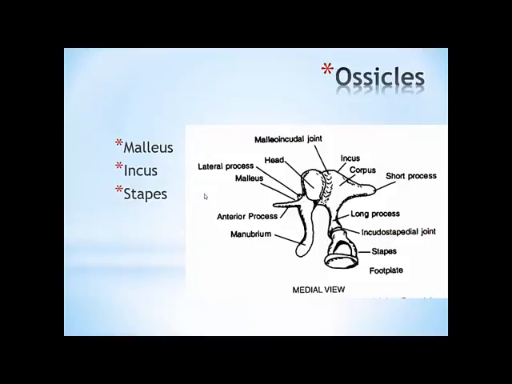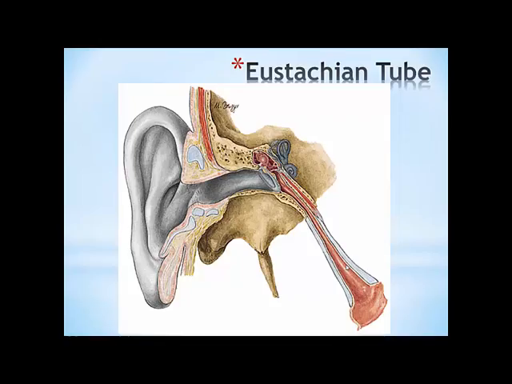So the ossicles are the malleus, incus, and stapes, where the manubrium of the malleus is physically connected to the eardrum, and then there's a joint between the malleus and the incus, and a joint between the incus and the stapes right here, and then the footplate of the stapes sits in the oval window and acts like a piston moving in and out of the oval window, causing a fluid wave in the cochlea.